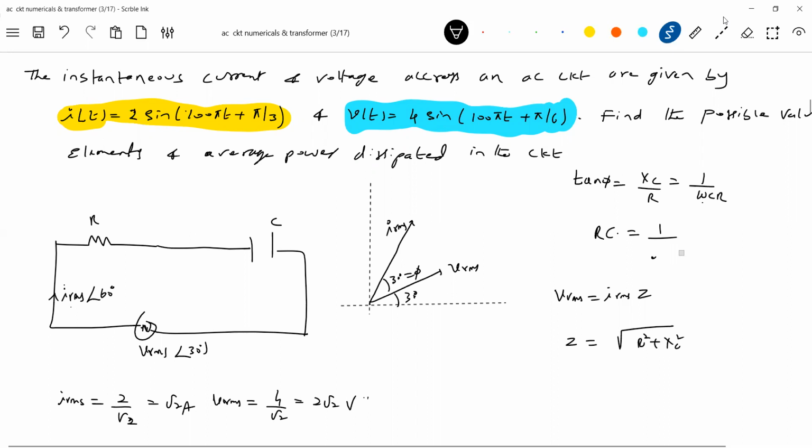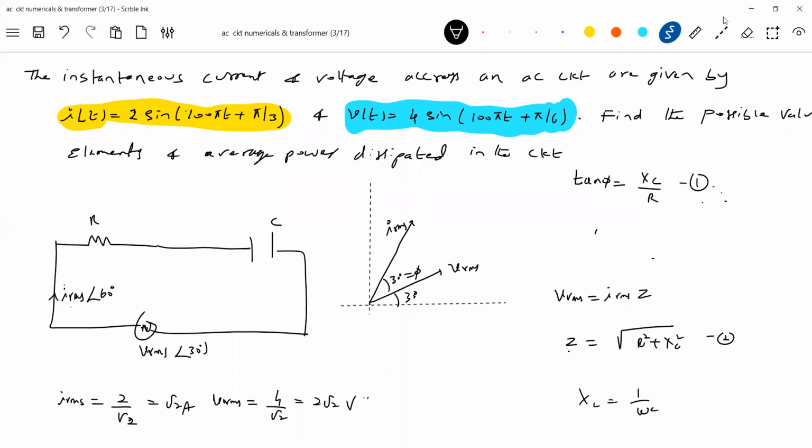I think calculations will be heavier. So we'll do one thing. Just in terms of XC and R, first we'll work it out. So there's one equation. Equation 2. So we know the value of Z from here. So solving 1 and 2 will give XC and R. After getting XC, then use this formula.